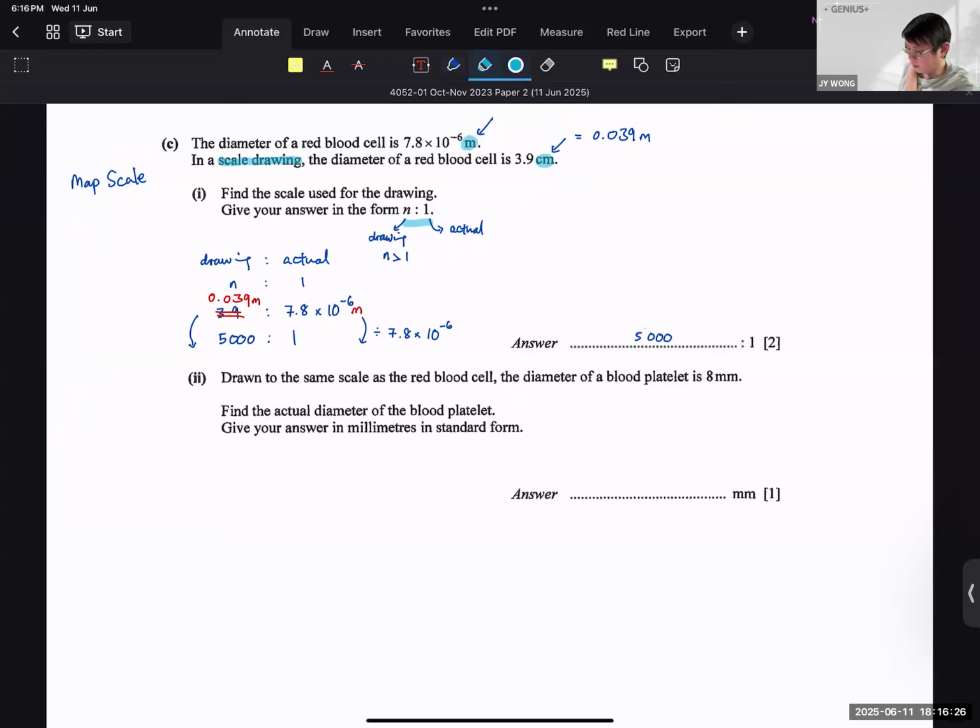Also, we need to see the step. We need to see the divide by 7.8 times 10 to the power -6. Otherwise, you cannot get the mark. Next, drawn to the same scale as the red blood cell, the diameter of a platelet is 8 mm. Find the actual diameter of the blood platelet.